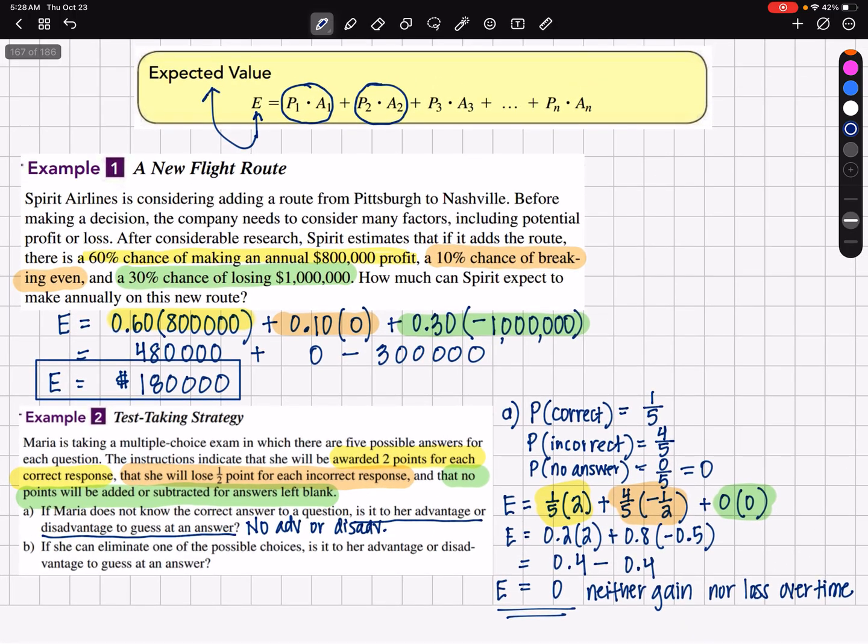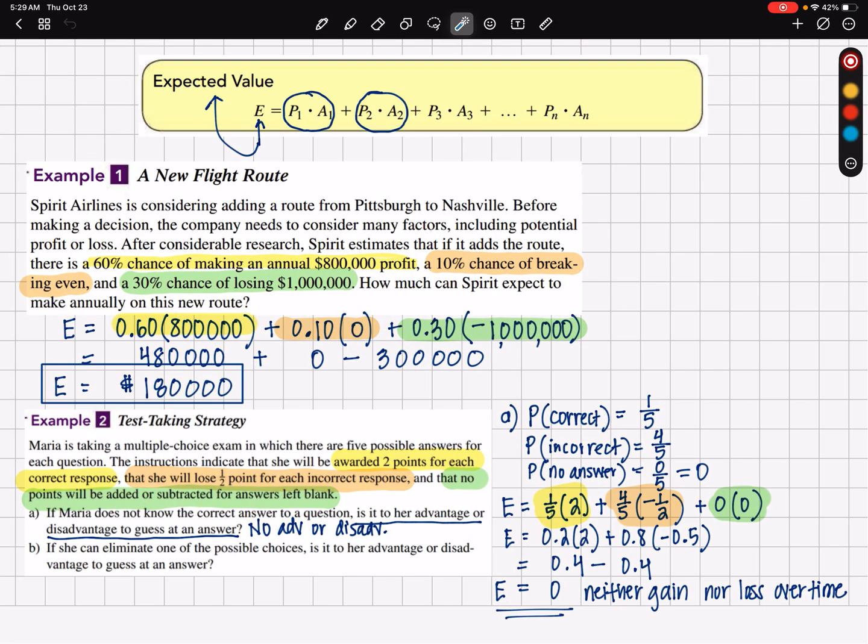Now, what happens if she can eliminate one of the possible choices, and no longer out of 5, this is now going to be out of 4. So that's what we're going to do next. And I'm going to need a little bit more room here. I'm going to apologize for that. I'm going to make this right here and here. And I'm going to say B is right over here.